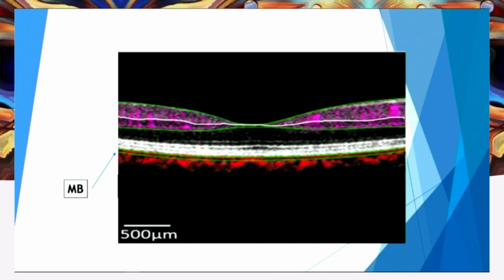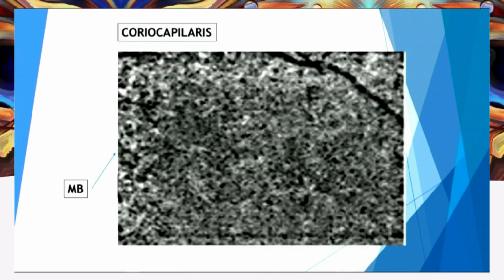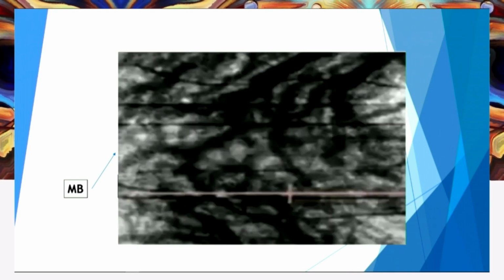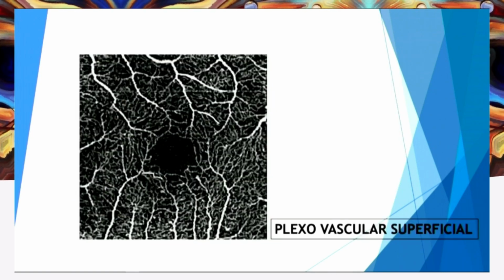If we segment, if we slice Bruch's membrane down, then we have several options. We may have the choriocapillaris, but also machines with greater penetration will show us a Sattler's layer, the one with medium choroidal vessels, or the large choroidal vessels layer, as can be seen here. All these parts, all these segmentations will help us study the pathology of our patients.